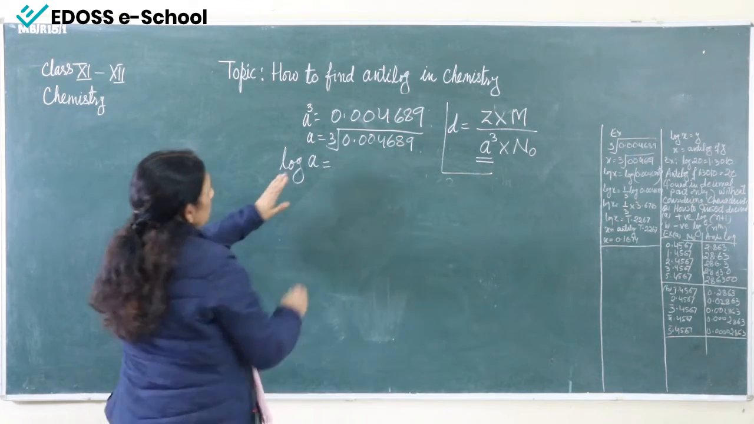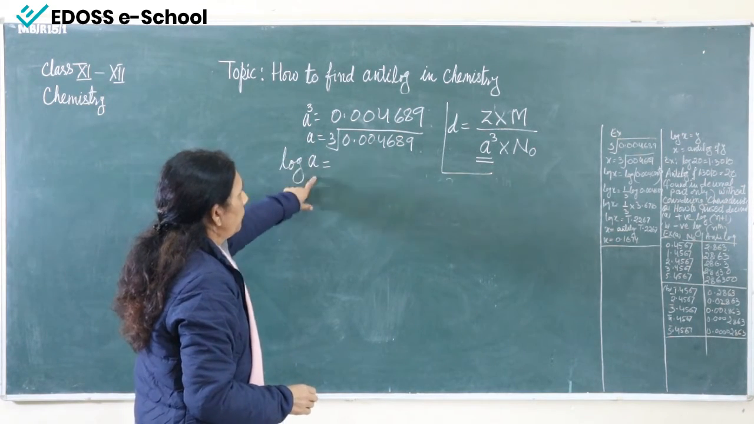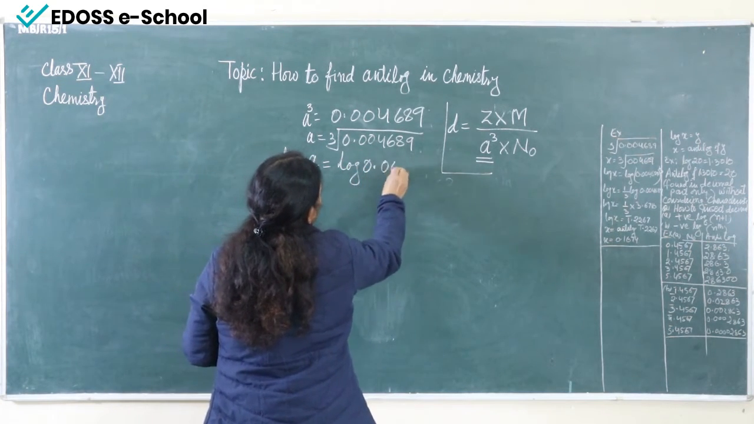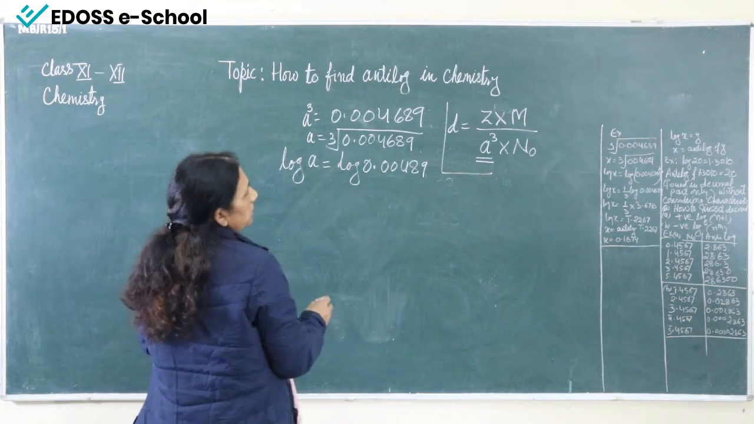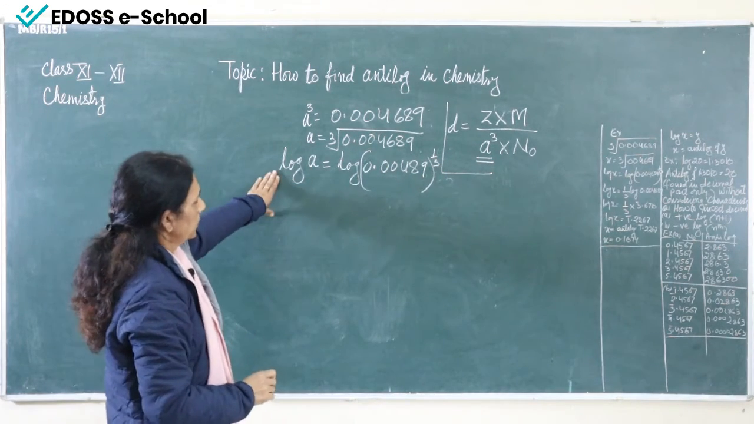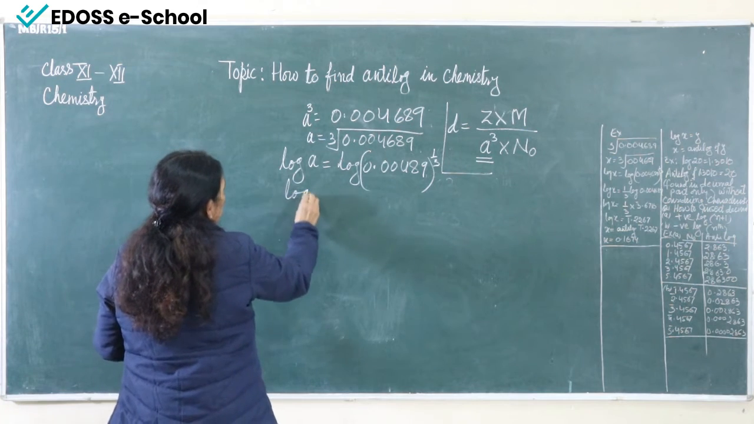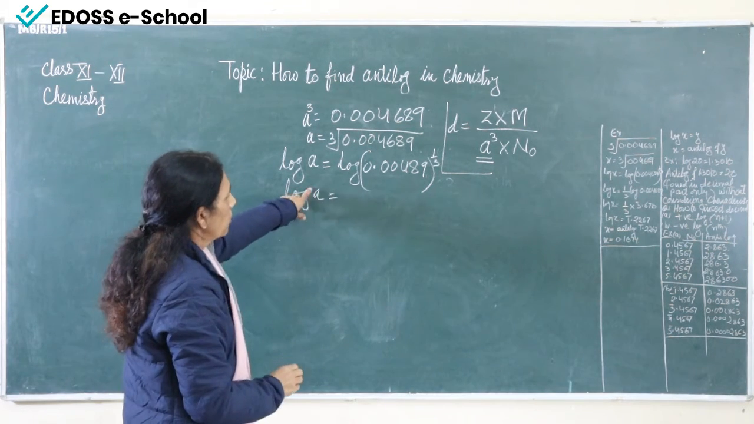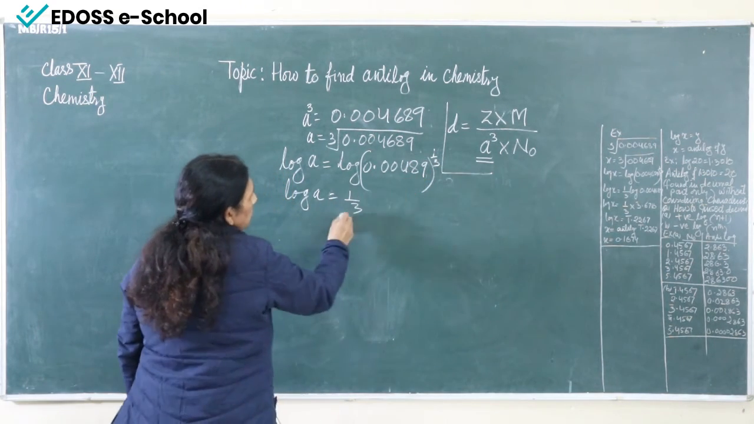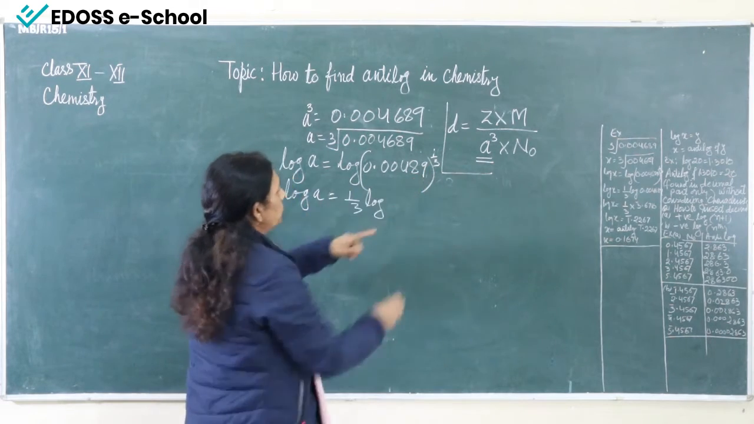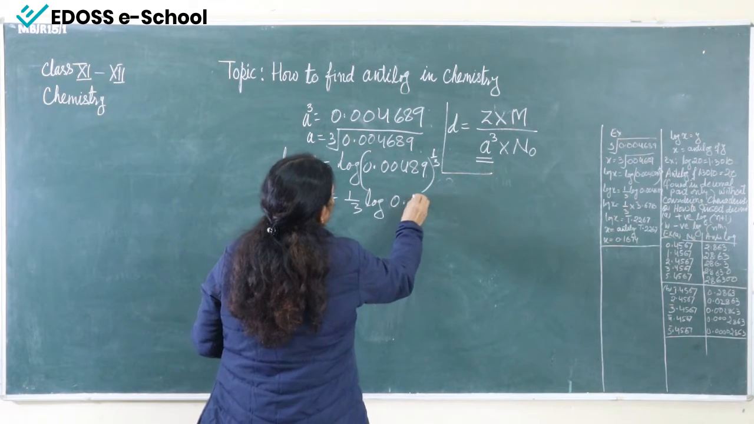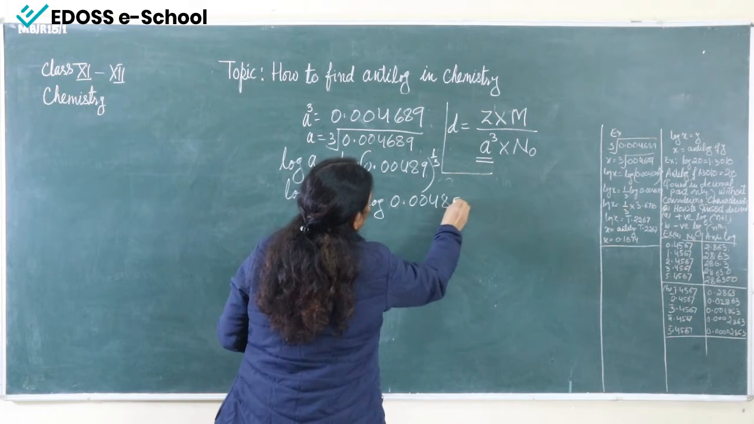So, I can say that log A. Now, log A will be equal to log of this value, log 0.004689 and the value of this will become 1 upon 3. Okay. Now, I can say that log A, I have to solve first log A. So, log A will be equal to 1 upon 3, so this will be 1 upon 3 log multiplied by this value 0.004689.